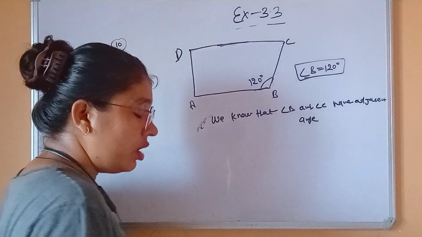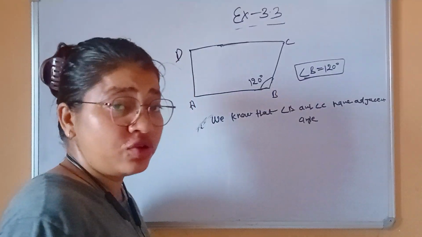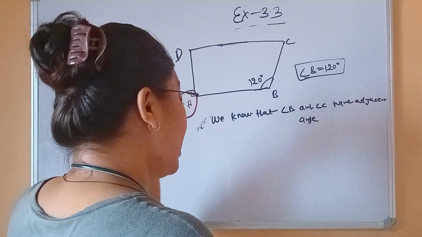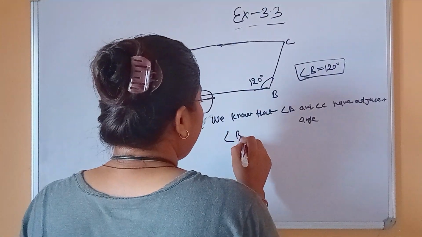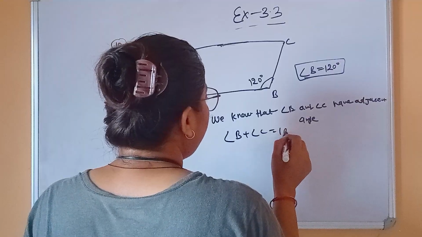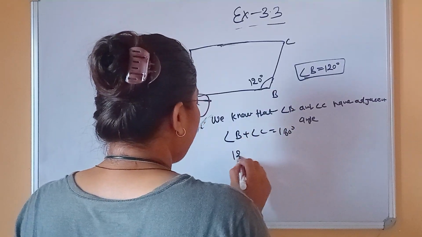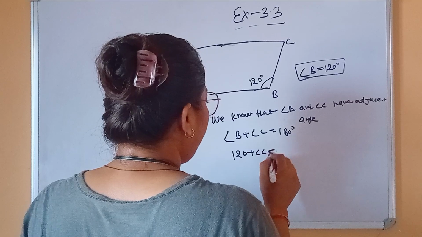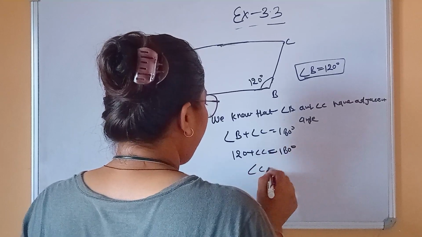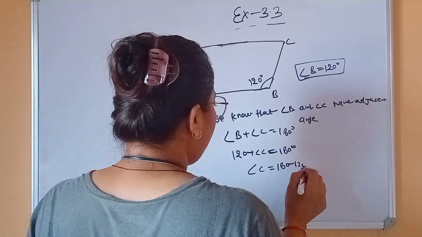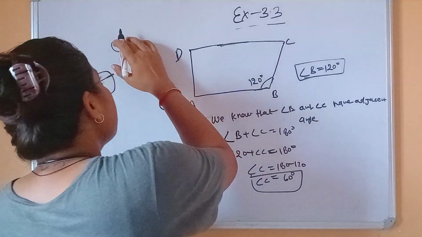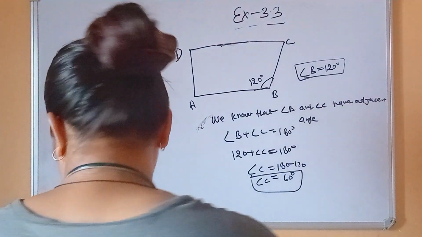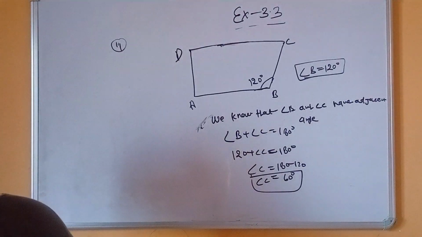In a trapezium, two sides are also equal, so the property also applies. So angle B plus angle C is equal to 180 degree. Angle B is equal to 120 degree. Angle C we find from 180 degree. So angle C is equal to 180 minus 120, that is 60 degree. So angle C is equal to 60 degree. Okay. So we easily find angle C if you know the property.